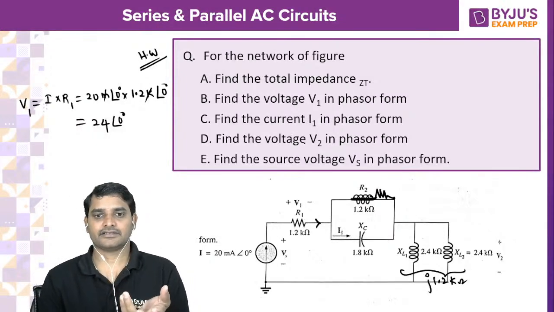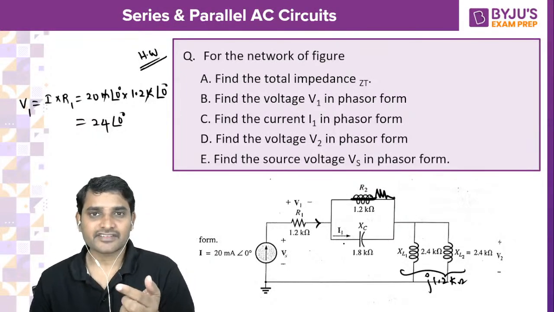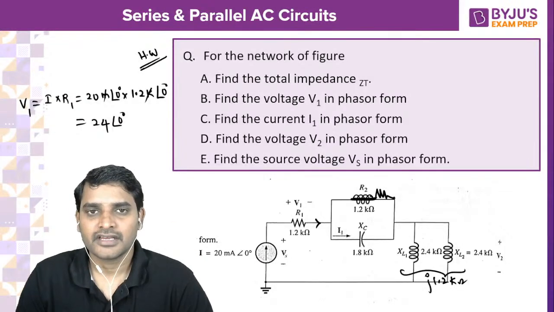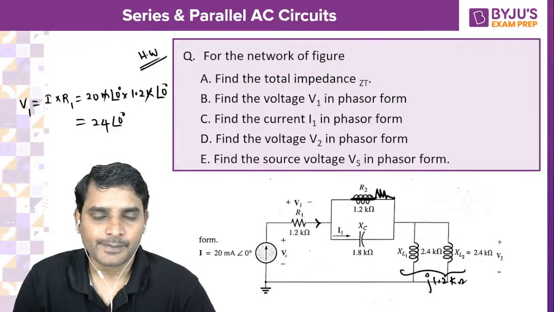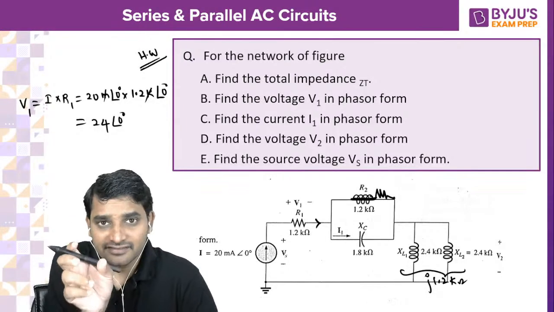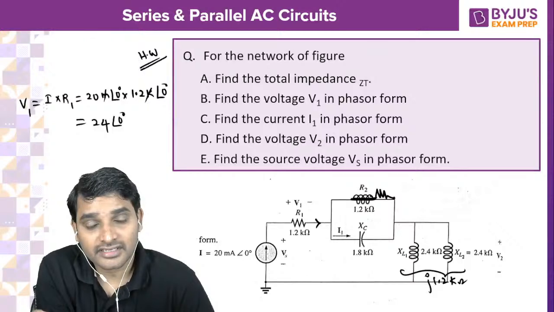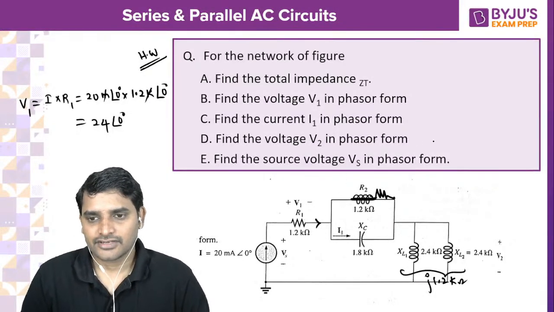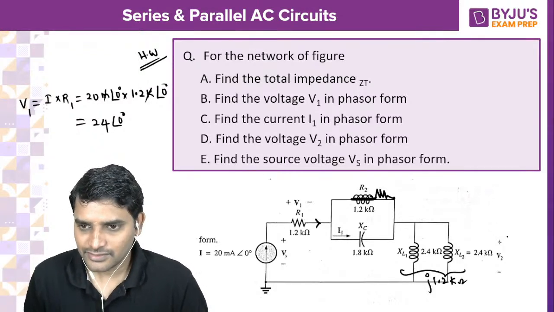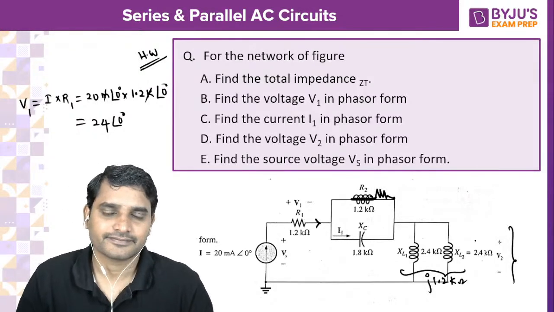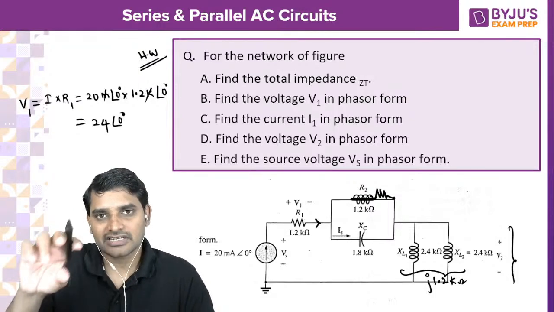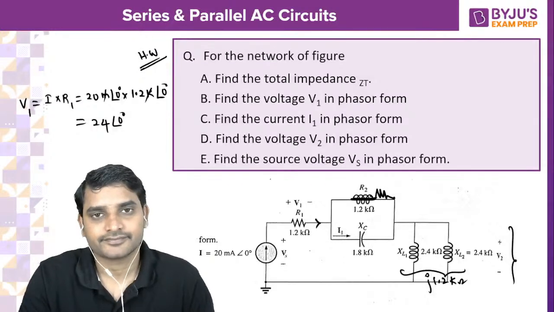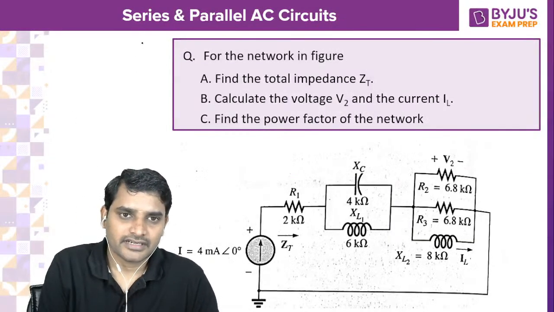Find I1. What is I1? Where is I1? I1 is the current flowing through the capacitor. So you take one reference and you can draw the phasor diagram. Current flowing through the capacitor definitely will lead with respect to the capacitor voltage. Remember that. Then V2 phasor: where is V2? V2 is here, the voltage across the inductance. Voltage across inductance will be leading with respect to the current flowing through that inductance. Okay, so try this one also.